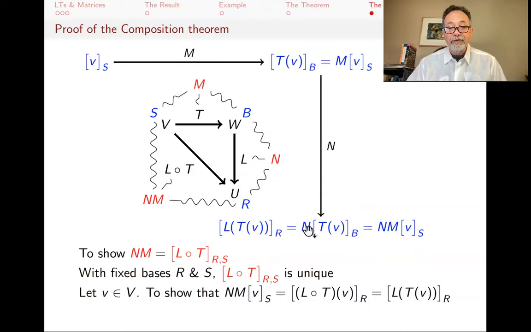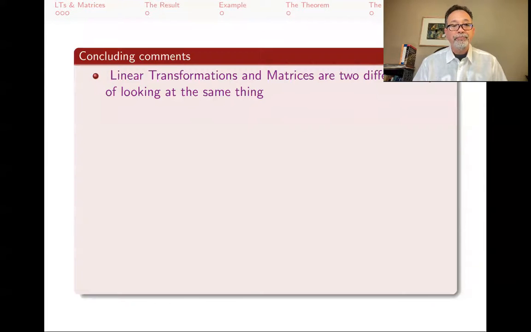If instead of the coordinate of T of V with respect to B, we put M times the coordinate of V with respect to S, we get NM times the coordinate of V with respect to S is the coordinate of L of T of V with respect to R, and that's what we wanted to show, and the proof is complete. The idea was that the proof of the pudding is in the eating. We thought that the answer is NM, we multiplied NM by the coordinates of V with respect to S, and we got what we were supposed to. And we knew that there's only one matrix that does that, and so that matrix must be the matrix of L of T, L circle T, which is what we were looking for.